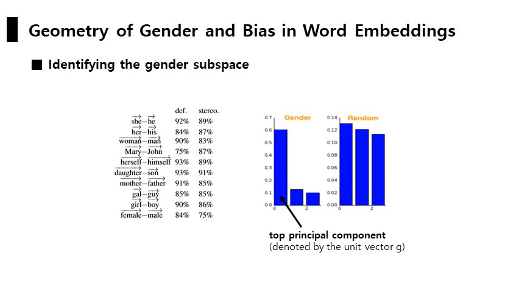And to identify the gender subspace, we took the 10 gender pair difference vectors and computed its principal component. As the figure shows, there's a single direction that explains the majority of variance in these vectors. So we hypothesize that the top PC captures the gender subspace.